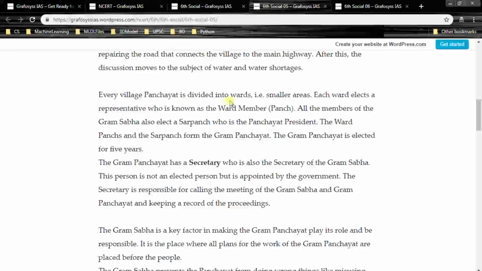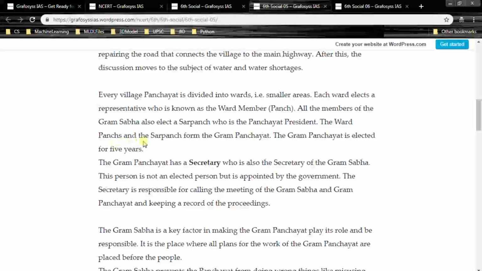Panchayat is divided into wards, and each ward elects a representative who is known as the ward member. The ward member is also known as Panch. All the members of Gram Sabha also elect a Sarpanch, who is the panchayat president. So remember how it is in order.